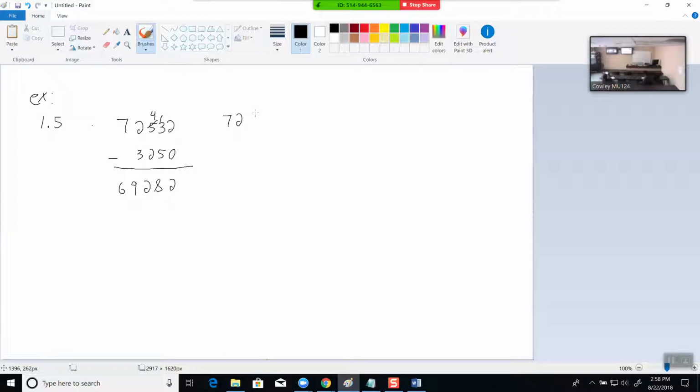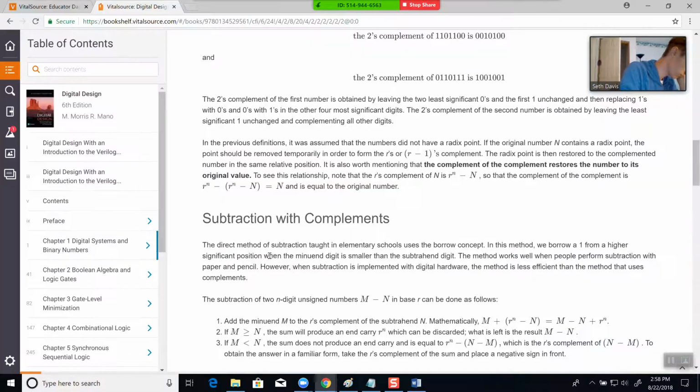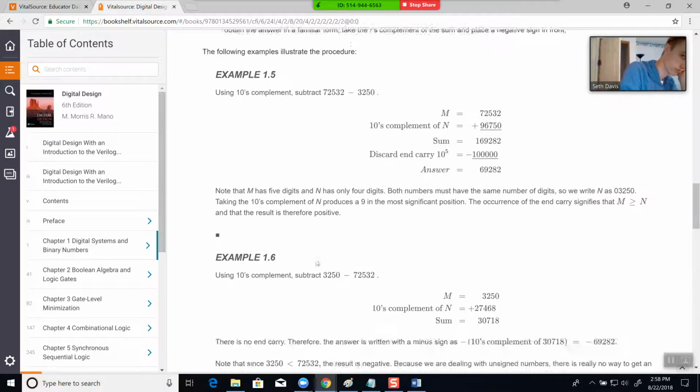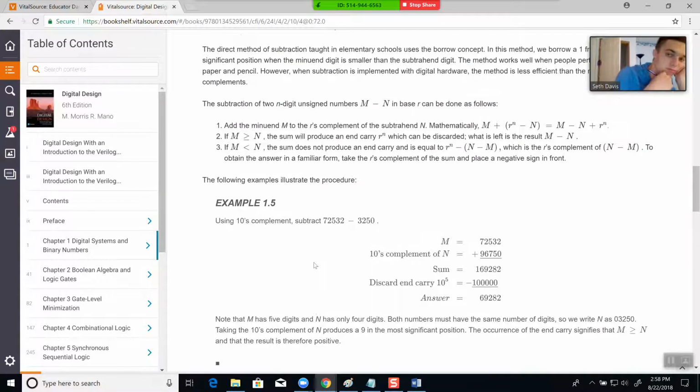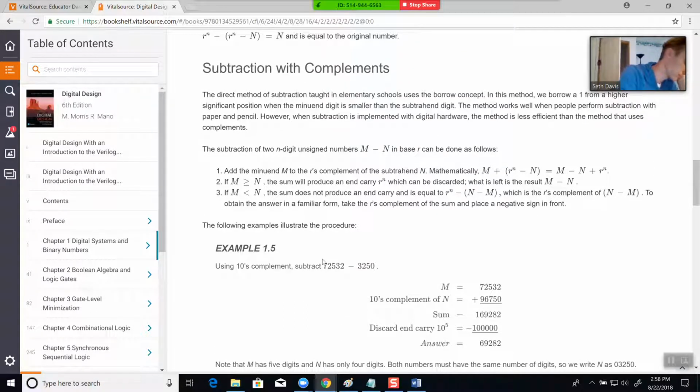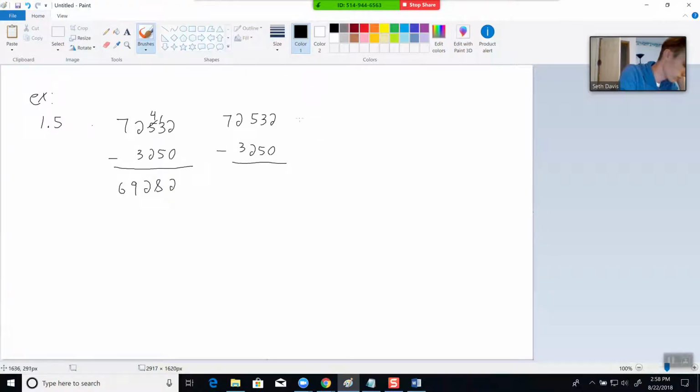So 72,532 minus 3250. Now the steps for this are at the top of page 14. Most important is being able to identify them properly. We got M and N. So this is M, and this represents N.